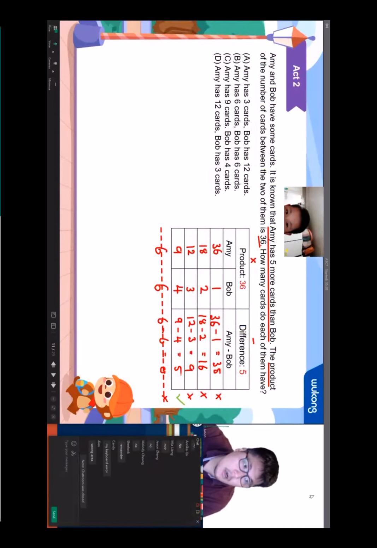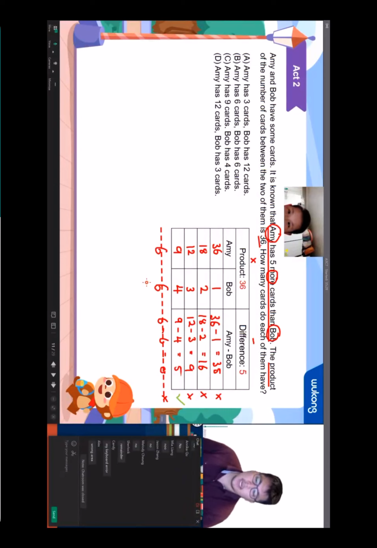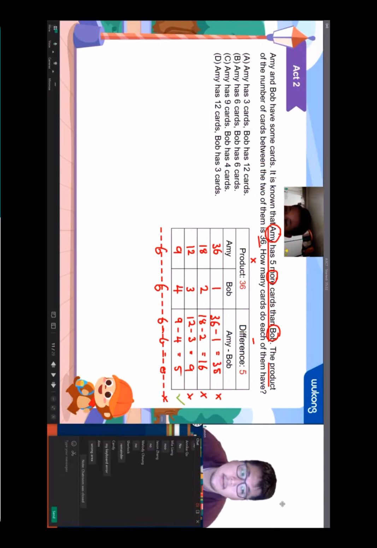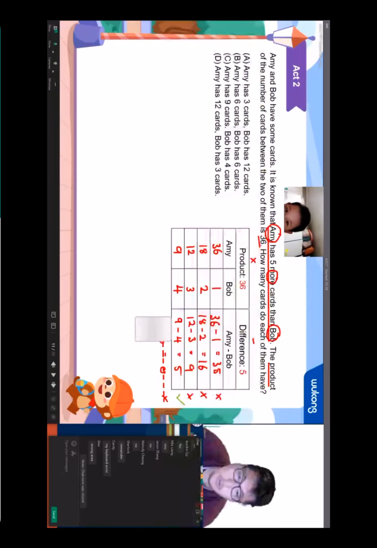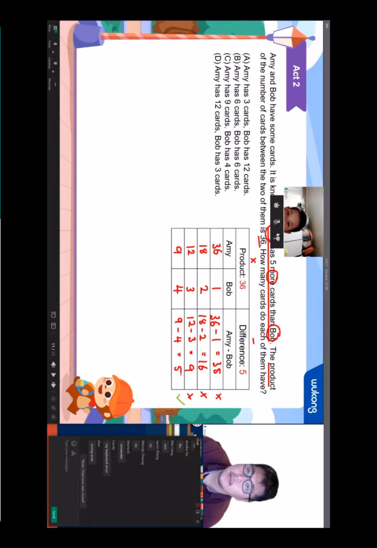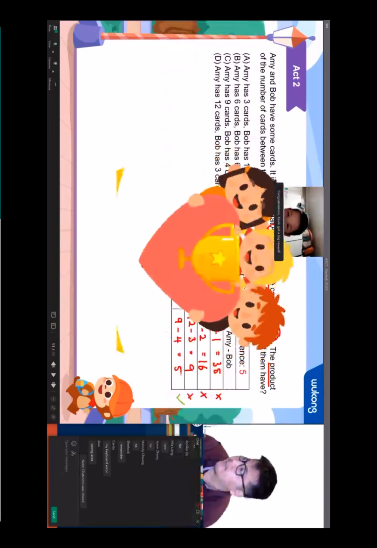It's because Amy has more cards than Bob. 6 and 6 means they will have the same number of cards, Kevin. Isn't that right? Yeah? So that's why we don't do 6 and 6, even though it does work 3 times. 6 times 6 is 36. It does. So this is how we stop. Okay, Kevin? Okay. All right. Well done.